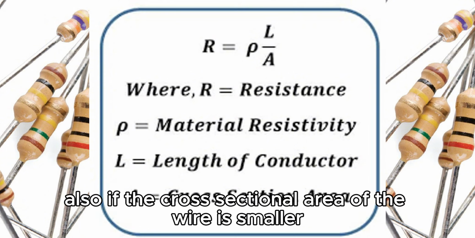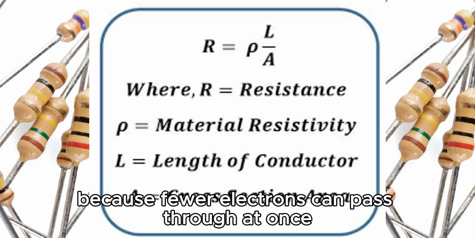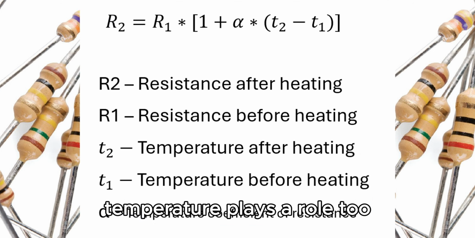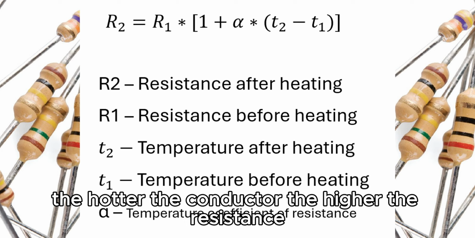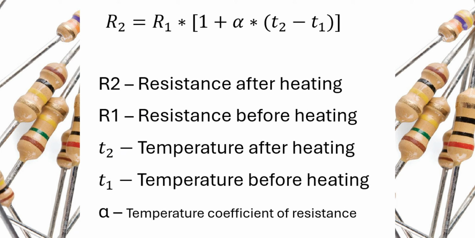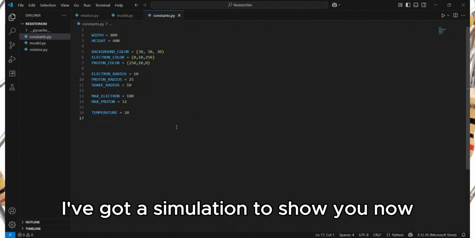Also, if the cross-sectional area of the wire is smaller, resistance increases because fewer electrons can pass through at once. Temperature plays a role too. The hotter the conductor, the higher the resistance. But why is that? Well, I've got a simulation to show you.